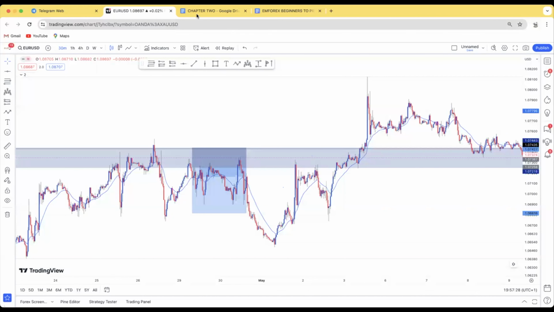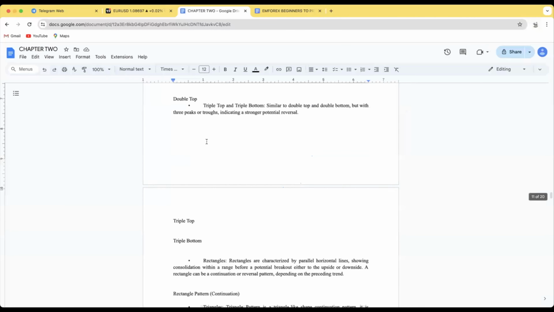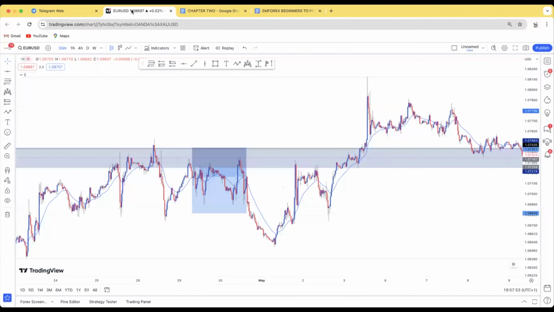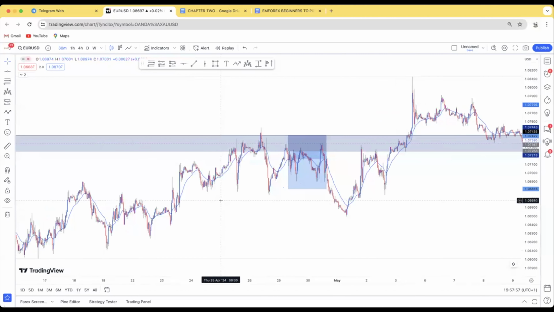All right, the next on our candlestick recognition pattern will be rectangles. Rectangles are characterized by parallel horizontal lines showing consolidation within a range before potential breakouts either to the upside or the downside. A rectangle can be a continuation or reversal pattern, depending on the preceding trend.